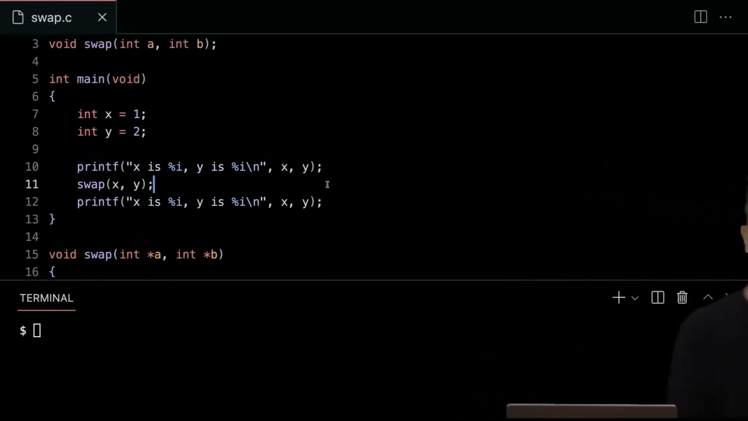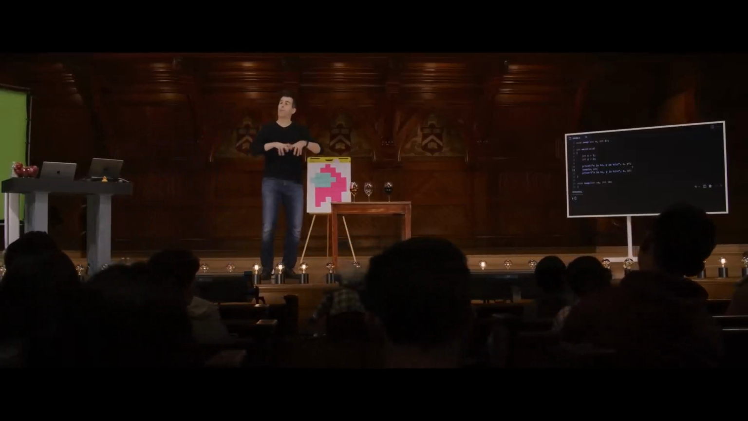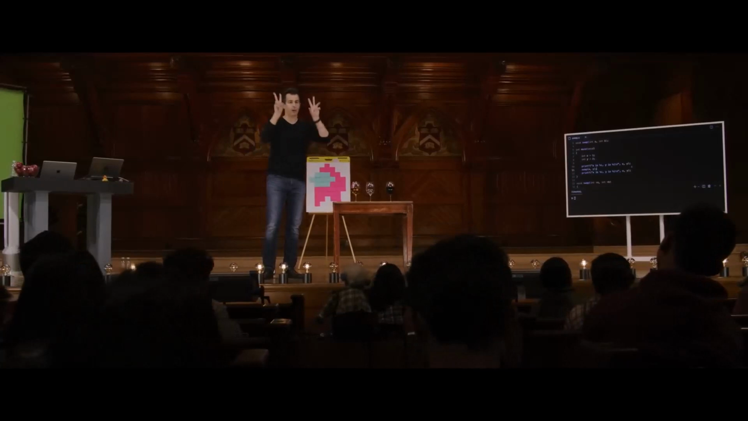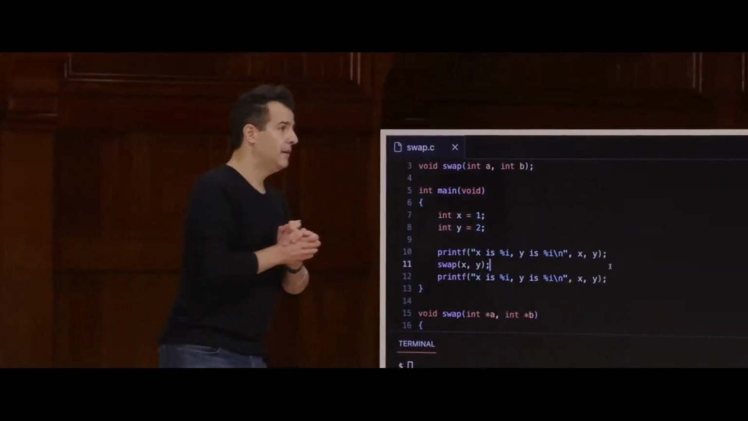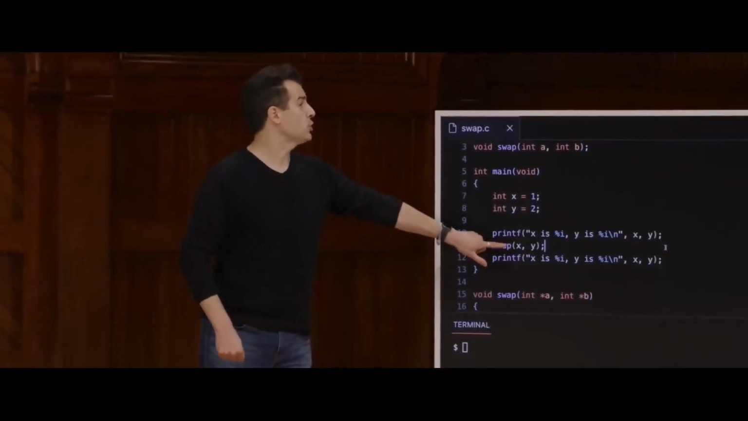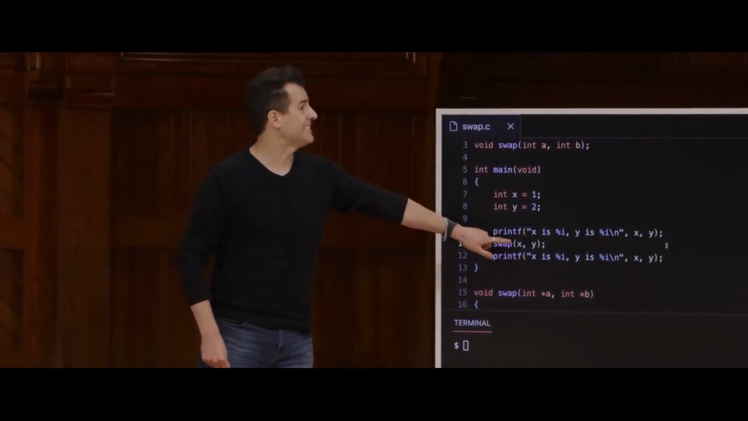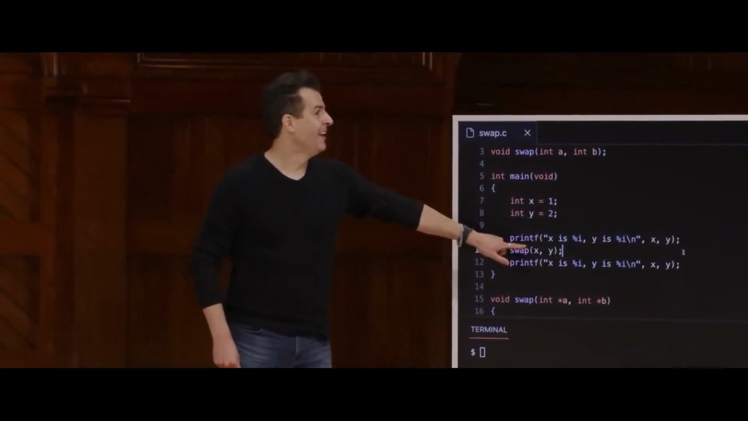Does anyone have the intuition for what now needs to change in main so that I pass in x and y by reference, that is by address rather than by value or copy? Any intuition for what needs to change in main? So close. On the swap line, it's not star that I want in front of the x and the y. It's instead the ampersand.